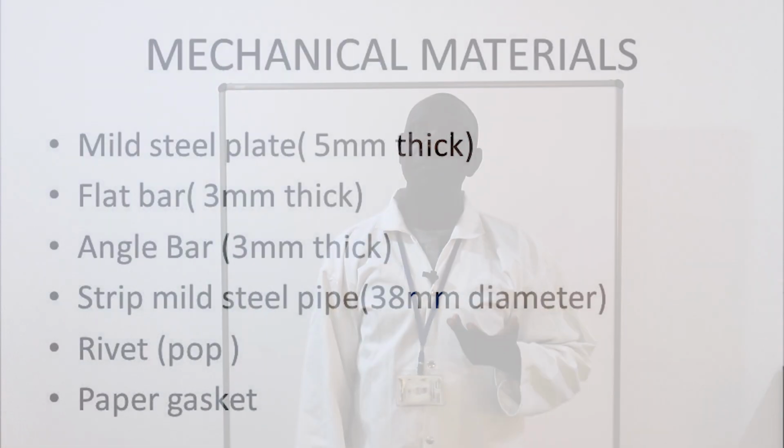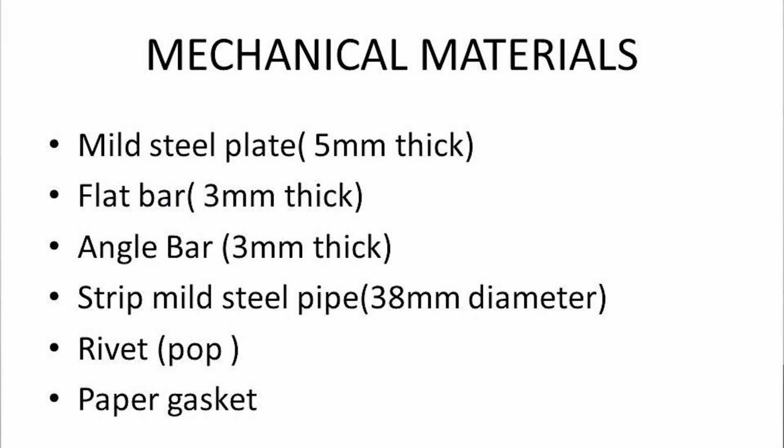Furthermore, I intend to now talk on mechanical material, which is also key in mechanical works, such as mild steel plate. It can be 5 mm thickness, 10 mm thickness. Also, flat bars are of various thickness, such as 3 mm thickness. Furthermore, angle bar is also used as a material in mechanical works, which can be 3 mm thickness or 5 mm. It depends on which work you intend to use the angle bar for. Likewise, there is mild steel pipe, strip, you can use it for cutting external screw thread, the pop rivet, paper gasket, and so on and so forth.